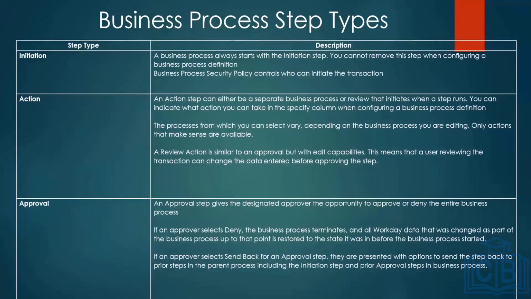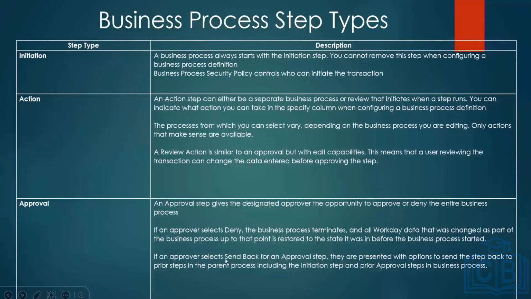I have already told you an approval step gives the designated approver the opportunity to approve or deny the entire business process. If an approver selects deny, the business process terminates, and all Workday data that was changed as part of the business process up to that point is restored to the state it was in before the business process started. That is the thing I was telling you. If you have rejected or denied it, it will terminate the whole business process.